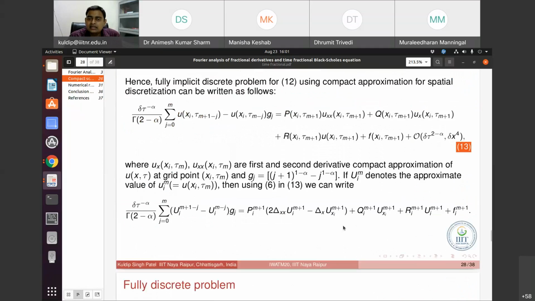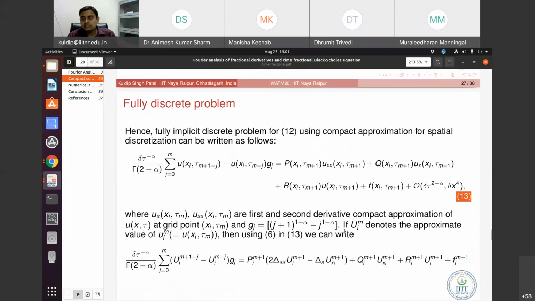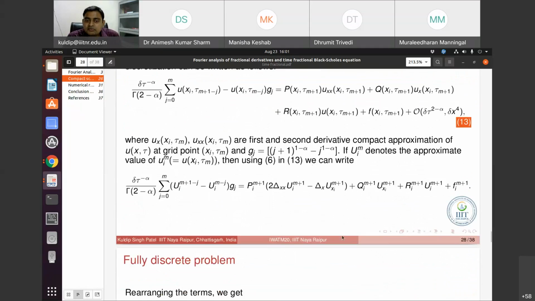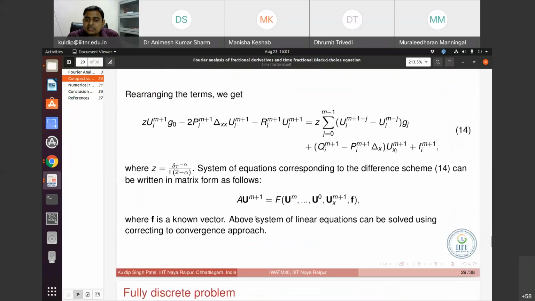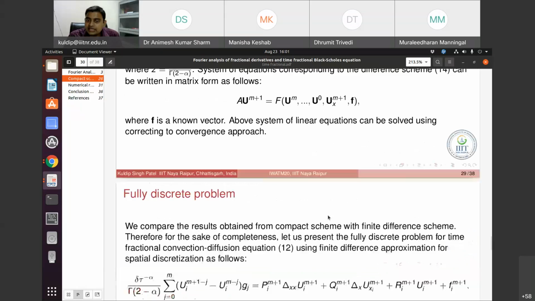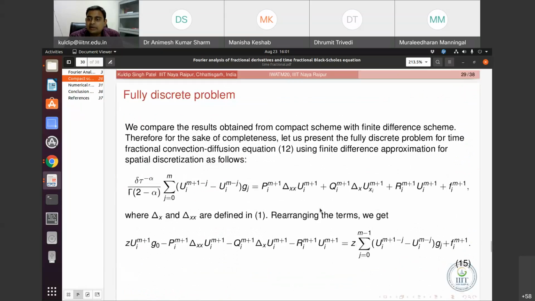And I just want to mention that we always use this correcting to convergence approach that I discussed yesterday, because of which we have u_x^(m+1) on the right hand side. So I discussed this yesterday also, but it gives us some advantage.